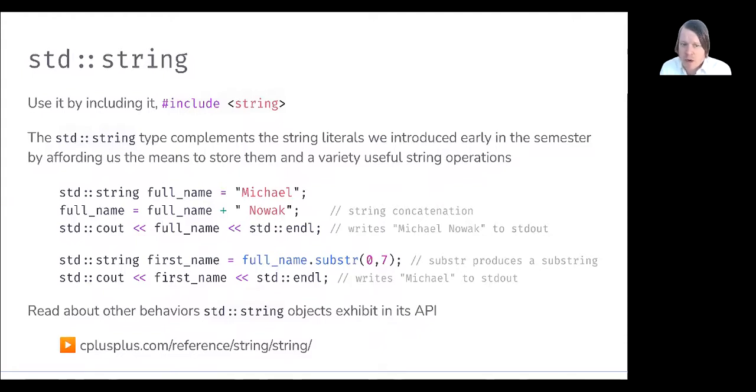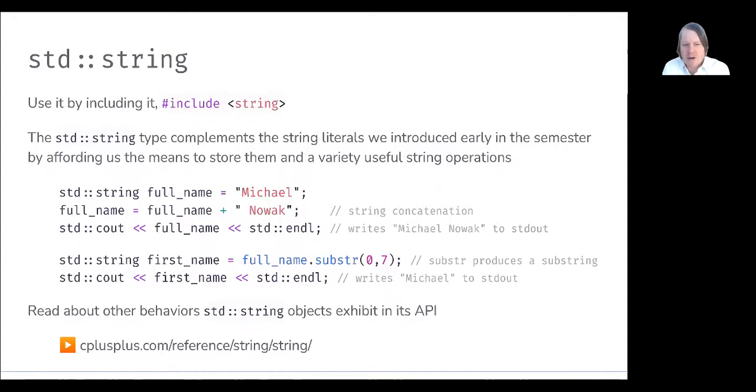The std::string type is going to complement the string literals we introduced earlier in the semester, and it's going to do so by affording us the means to store them in a variety of useful string operations that we can employ to manipulate them. I didn't know what other string to use than my full name. I guess maybe I'm lacking a little bit of creativity this morning, but here's an example.